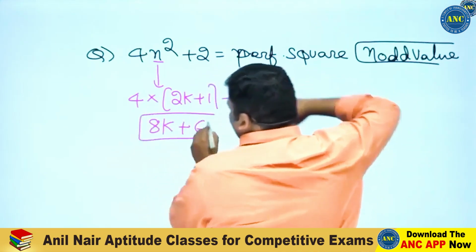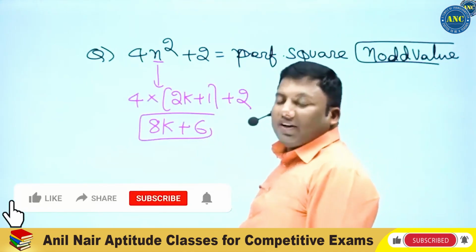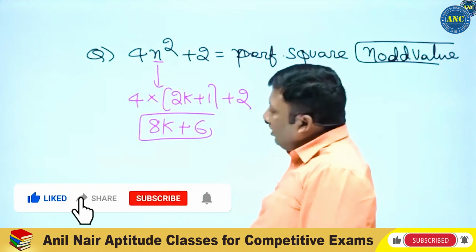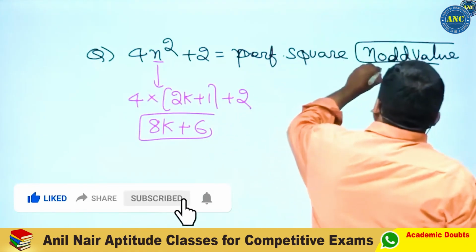Any perfect square, when divided by 8, leaves remainder 0, 1 or 4. I got remainder 6, so the answer is no value.